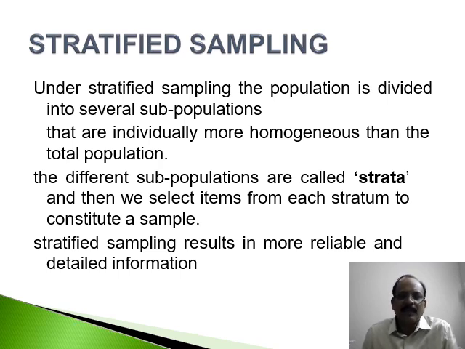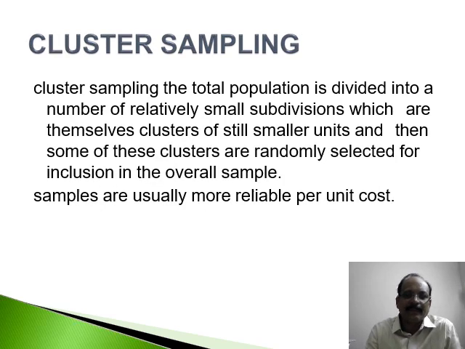Sometimes the entire population you can divide into strata, subgroups. We simply call them subgroups. So from each subgroup you can draw. So that is nothing but stratified random sampling.